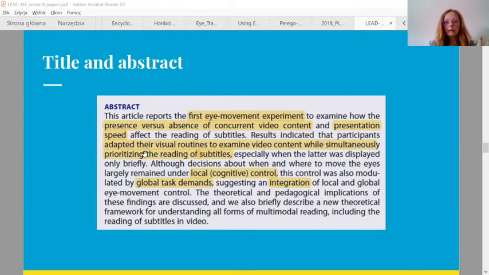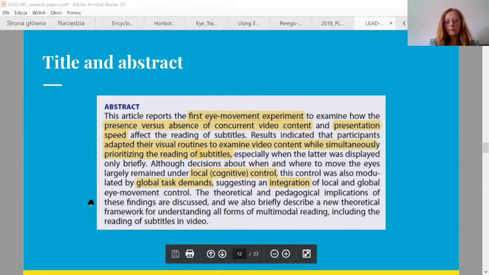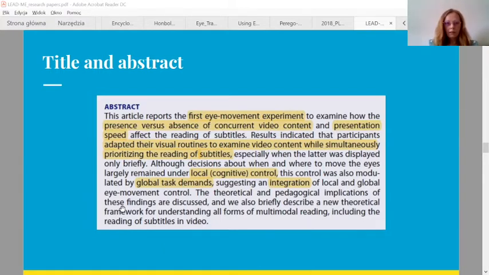So this is the gist of the results, but probably needs a little bit more of an explanation, especially when the latter was displayed only briefly. So here we know, for example, from this information, that they were manipulating the speed of what they say, the presentation speed earlier on. Basically, they were manipulating that. Although decisions about when and where to move the eyes largely remained under local cognitive control, this was also modulated by global task demands, suggesting an integration of local and global eye movement control.